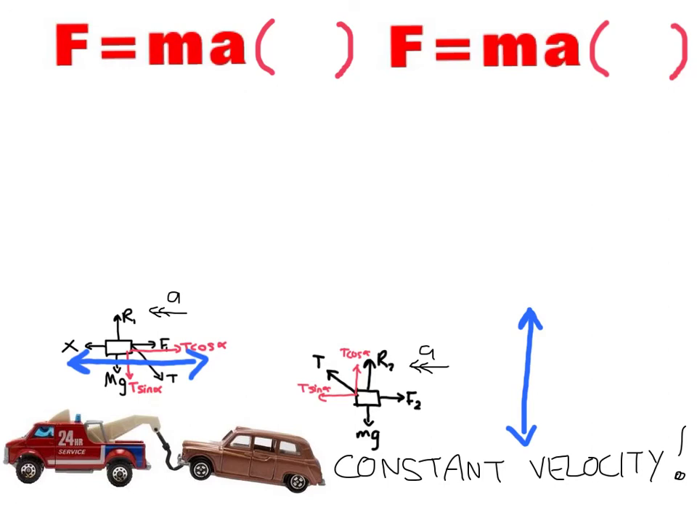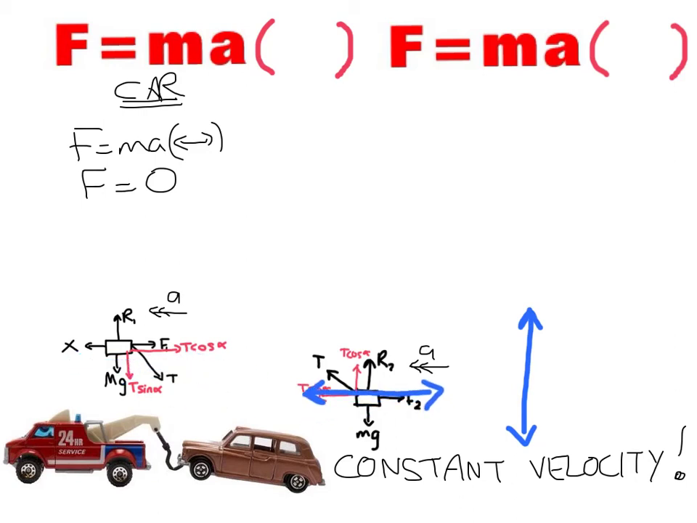Okay, now let's look at the car. At this stage, you might be getting the idea and might want to pause this video and have a go at these yourself. Car, F equals ma left and right. There's no acceleration, so the total force is 0. That means all the lefts equal all the rights under this blue line. So that is T sine alpha equals F2. That's all that's going on.